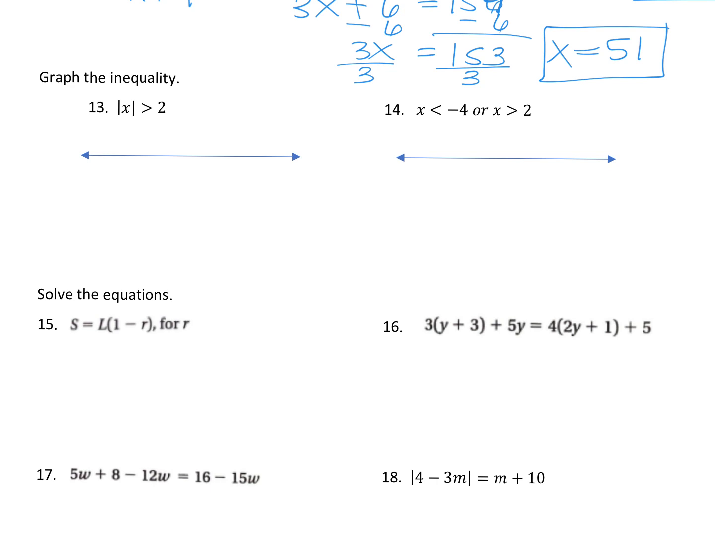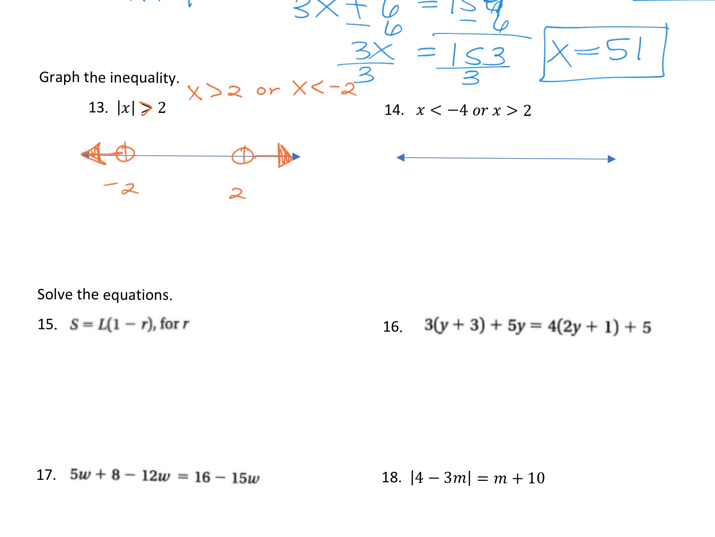Number 13, we just did one very similar to this on your quiz. What do you have to do with that one? You have to write it both ways, and not just positive and negative, right? It has to be X is greater than 2. Is this less than, or is this and or? This is or, greater, right? So X is greater than 2, or X is less than negative 2. So here's negative 2, here's 2. These are open dots, and they are working away from each other.